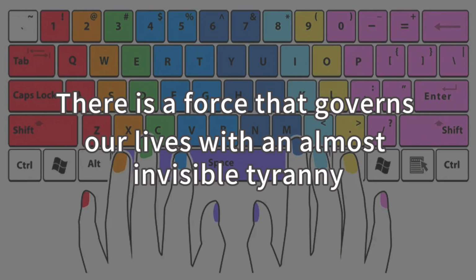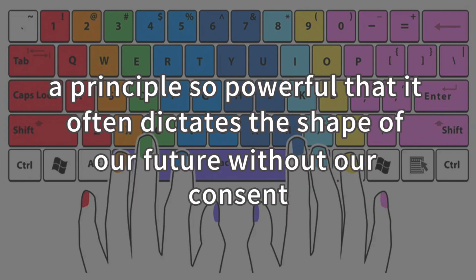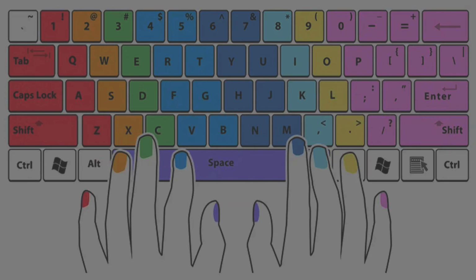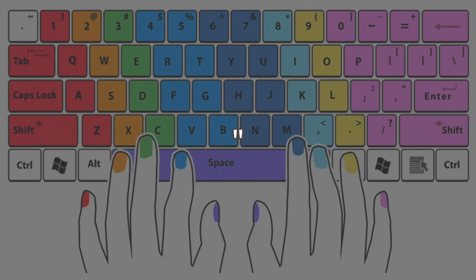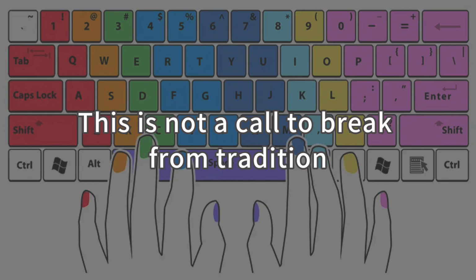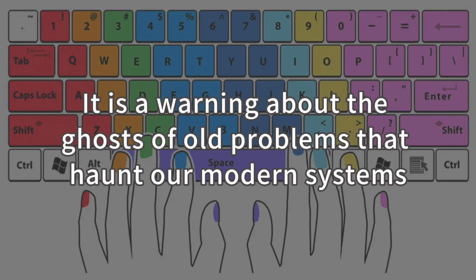There is a force that governs our lives with an almost invisible tyranny, a principle so powerful that it often dictates the shape of our future without our consent. It can be summarized like this: the path we are on is often determined by a solution to a problem that no longer exists. This is not a call to break from tradition. It is a warning about the ghosts of old problems that haunt our modern systems.